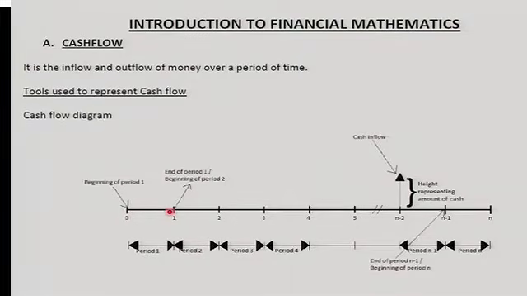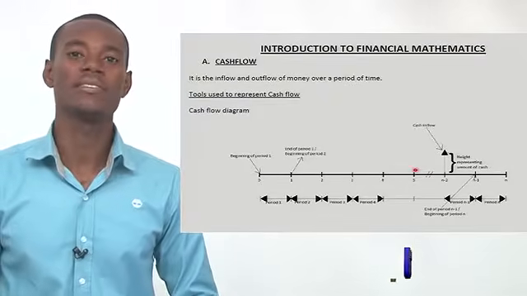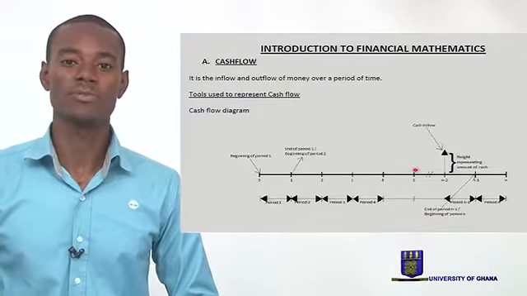This again will be the beginning of period 2, which is the same as the end of period 1. And here, this will be the end of period 2, but the beginning of period 3, and it goes on and on and on like that. And so that's how we analyze a cash flow diagram.